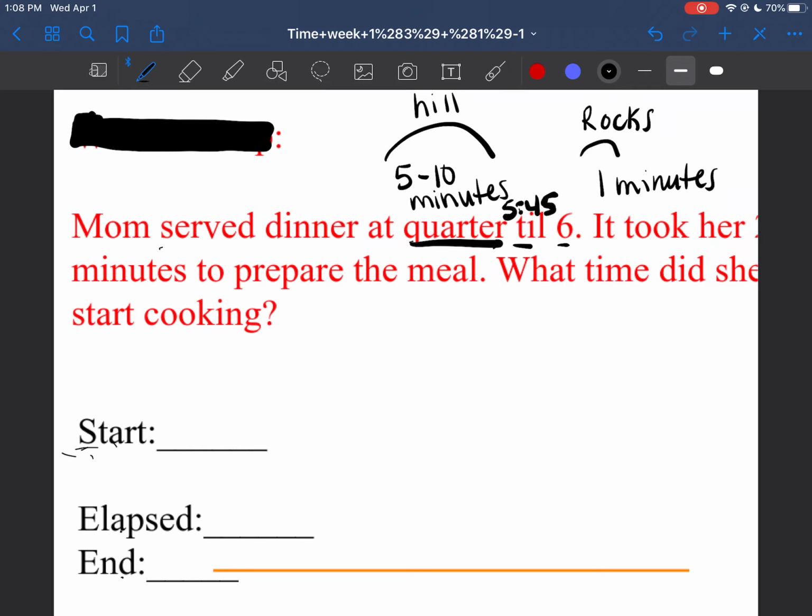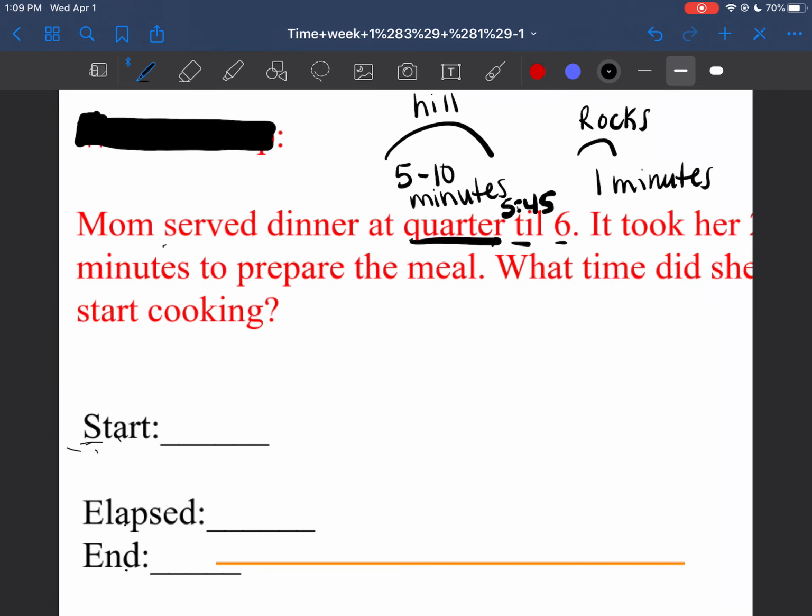It's 15 minutes until 6. It took her, I don't know what that time says. We're going to say it took her 26 minutes to prepare the meal. What time did she start cooking? All right. So the question says, what time did she start cooking? So do we know what time she started?